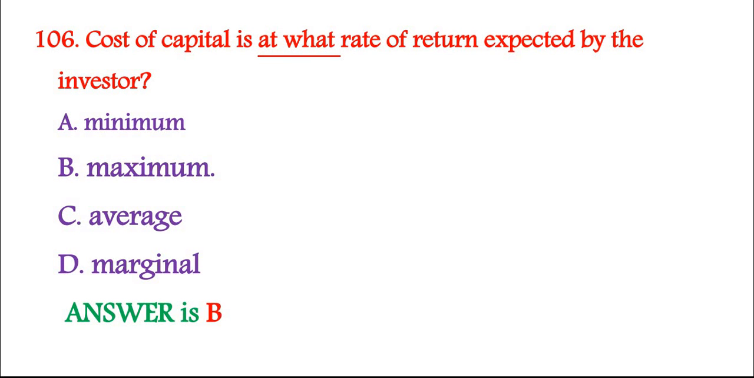106. Cost of capital is at what rate of return expected by the investor? A. Minimum. B. Maximum. C. Average. D. Marginal. Answer is B.